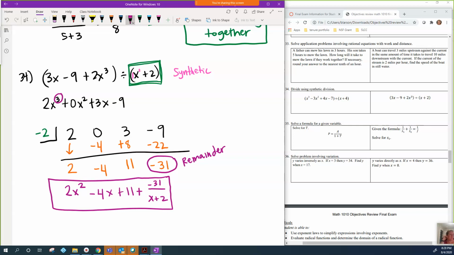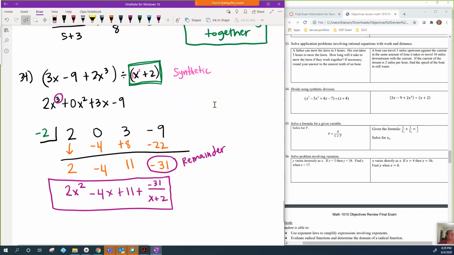You've got to write it back as a polynomial again. And the remainder is always the numerator, and then the denominator of the remainder part is what we were dividing by. Okay? All right, so synthetic division, something very important to know.